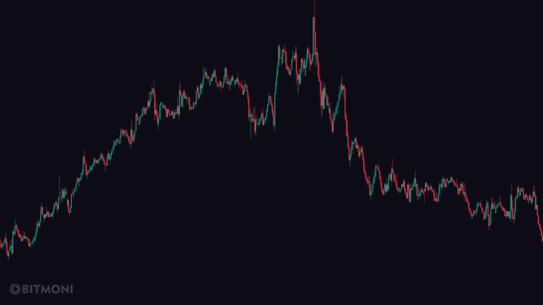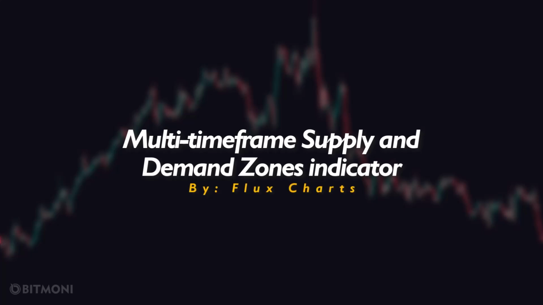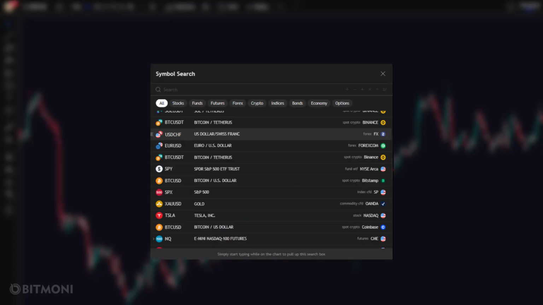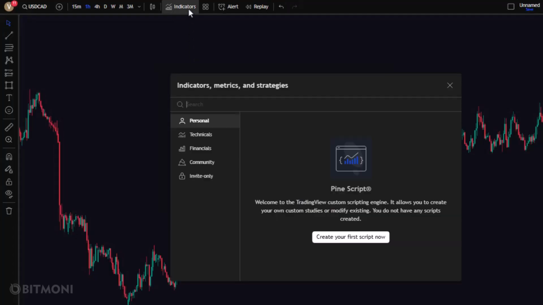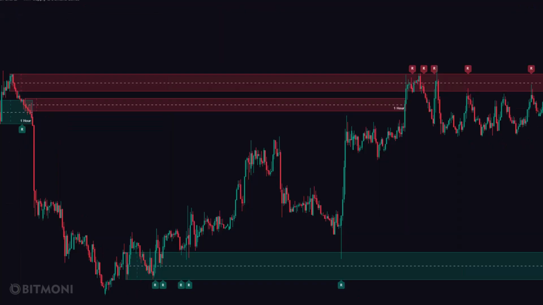The name of this indicator is Multi-Timeframe Supply and Demand Zones Indicator by Flux Charts. Now, to add this indicator to your chart, you want to go to TradingView, then open any trading security that you like. Now, click on the Indicator Search tab and search for Flux Charts MTF Supply and Demand Zones. So, this is the all-powerful Multi-Timeframe Supply and Demand Zones indicator.